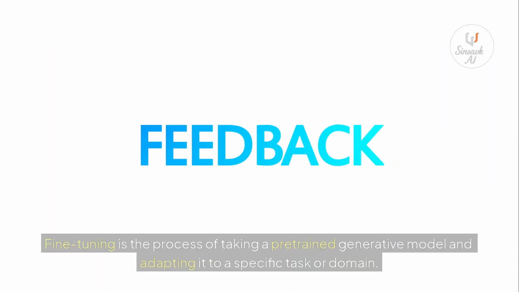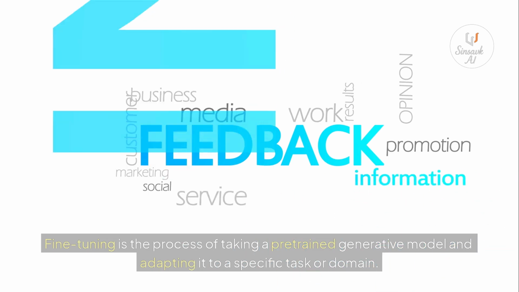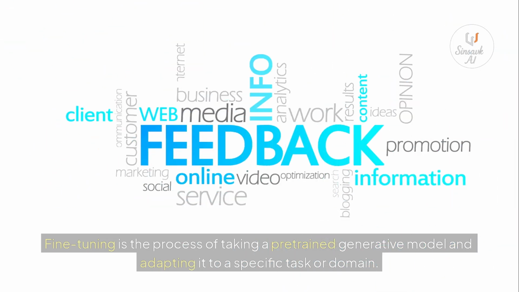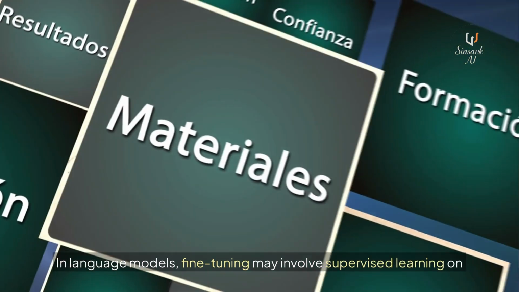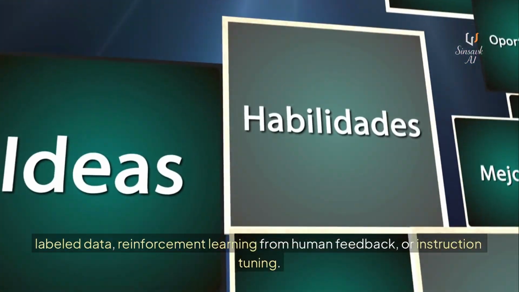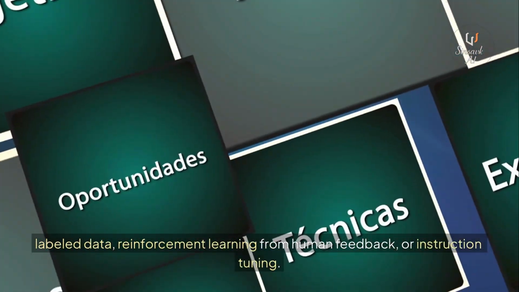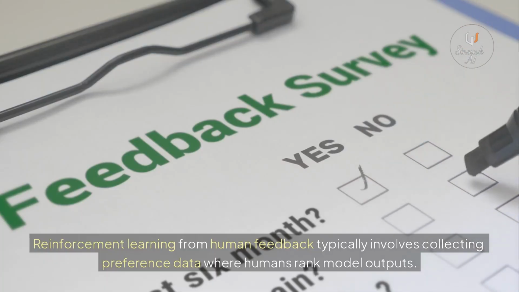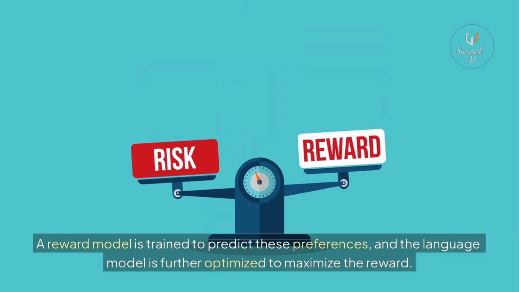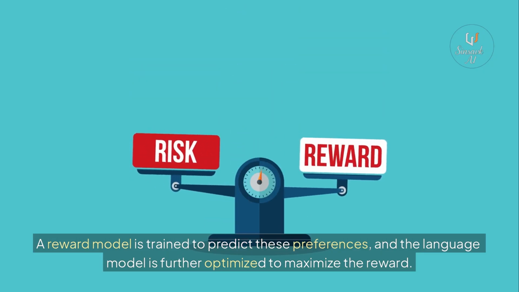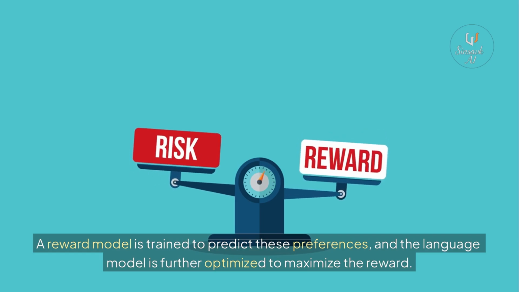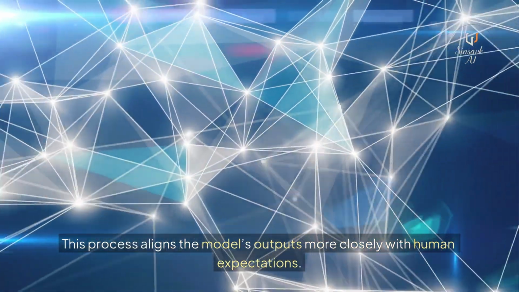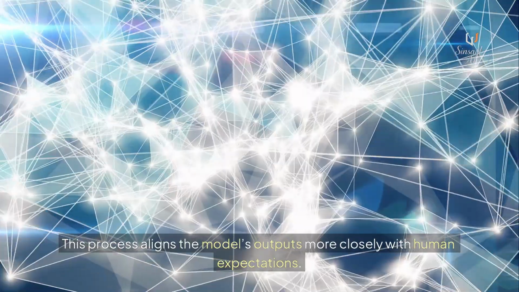Fine-tuning is the process of taking a pre-trained generative model and adapting it to a specific task or domain. In language models, fine-tuning may involve supervised learning on labeled data, reinforcement learning from human feedback, or instruction tuning. Reinforcement learning from human feedback typically involves collecting preference data where humans rank model outputs. A reward model is trained to predict these preferences, and the language model is further optimized to maximize the reward. This process aligns the model's outputs more closely with human expectations.